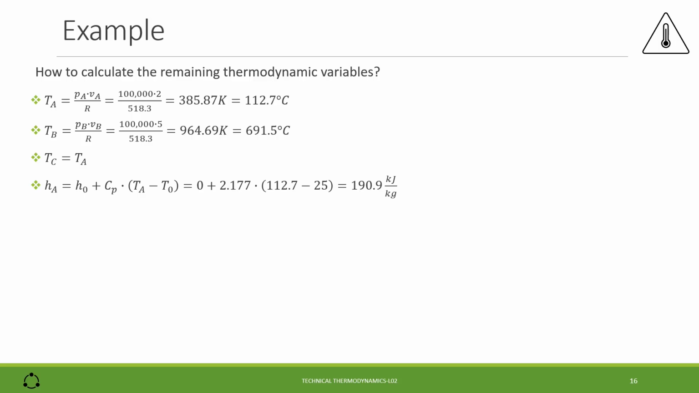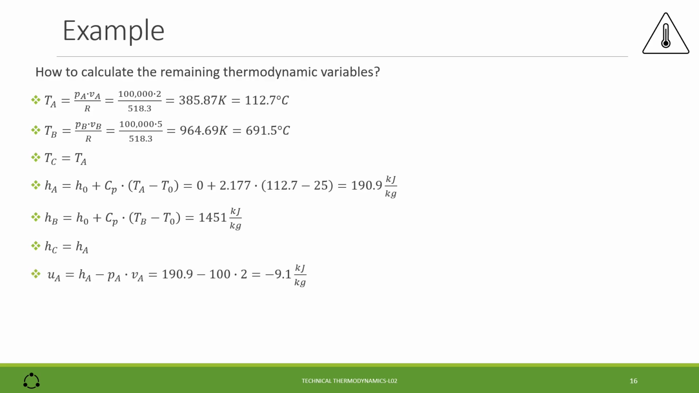We find 190.9 kJ per kilogram. With the same formula, we calculate the enthalpy at the state B, and the enthalpy at the state C is the same as of the state A, because isothermal is also isenthalpic.